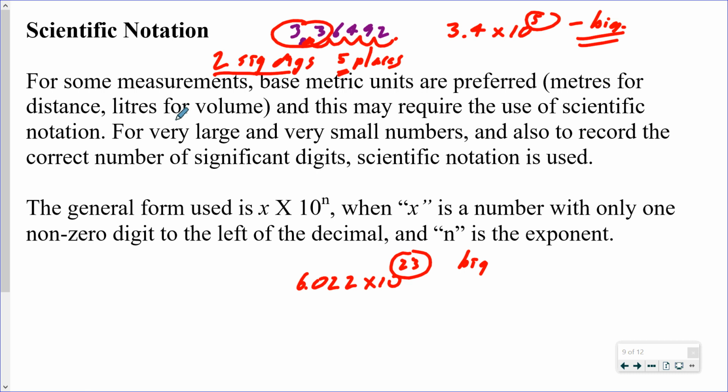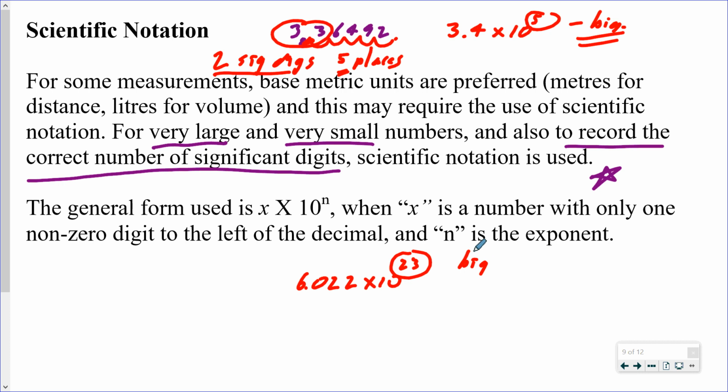Okay, so back up to what we have here. So for some measurements, base metric units are preferred, and this might require the use of scientific notation for very large numbers and very small numbers. That's really the key. Very large numbers, very small numbers, and also to record, as I tried to show you up above, to the correct number of significant digits. This is why we use scientific notation.